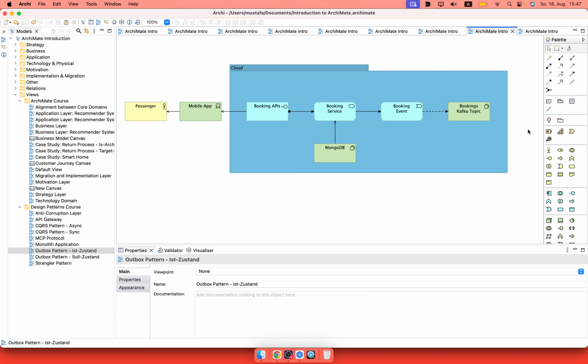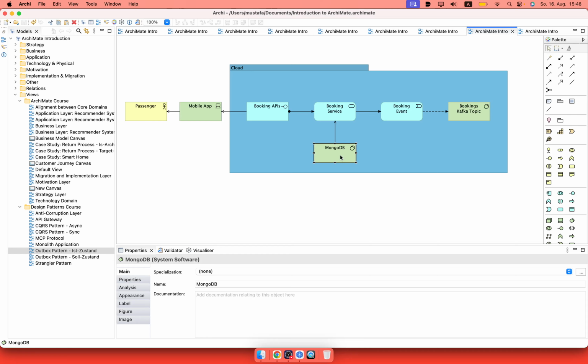So what are the problems that we have with this situation? First problem, we have strong coupling between writing the booking into the MongoDB and publishing the booking event. This is problematic in two ways. One way, because of latency. The mobile application is being blocked until the event is being published and the record is being written in the MongoDB.